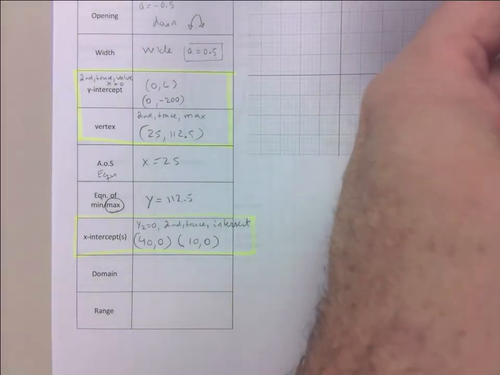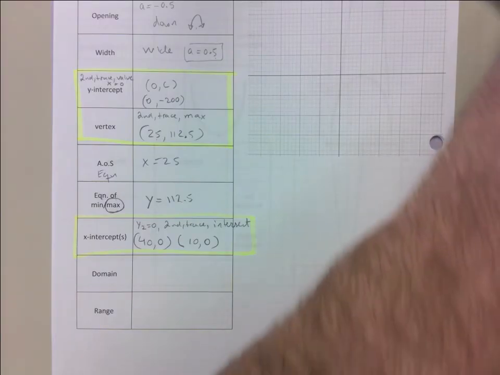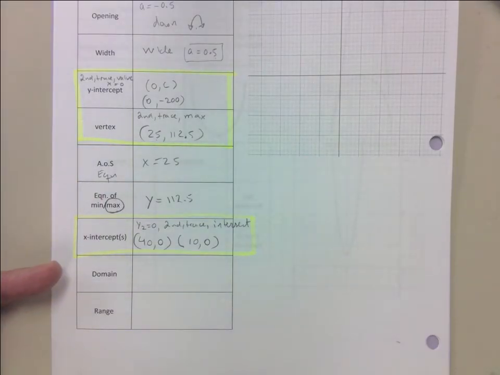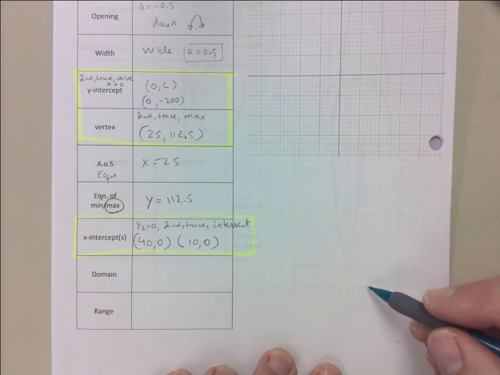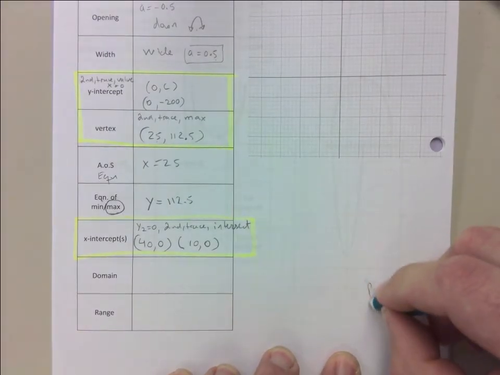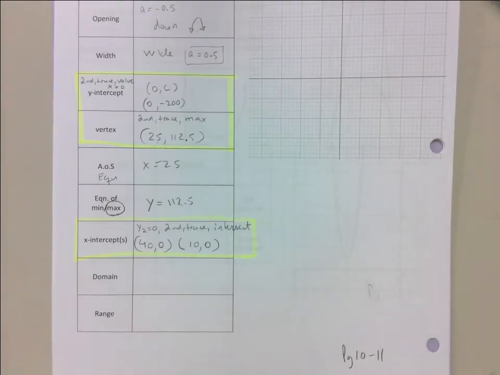So I'm going to ask you to do pages 10 and 11. Fill out that whole table, but specifically the highlighted ones. Okay? So for now, pages 10 to 11. For now. And try it, please.